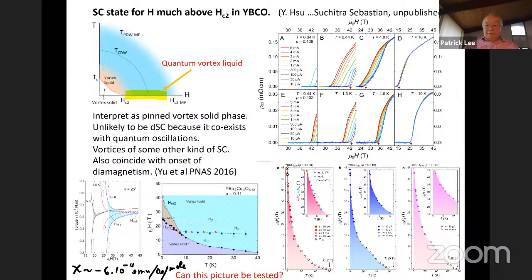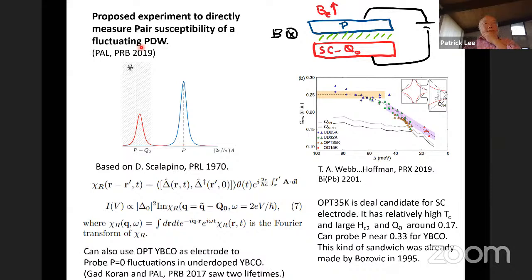A couple of years ago, I proposed a way of directly measuring this pair susceptibility. And this is based on a paper by Doug Scalapino exactly 50 years ago. I remember very vividly reading this when I was a graduate student, and I was so impressed by this that it stuck in my mind for 50 years, and it came in handy eventually.